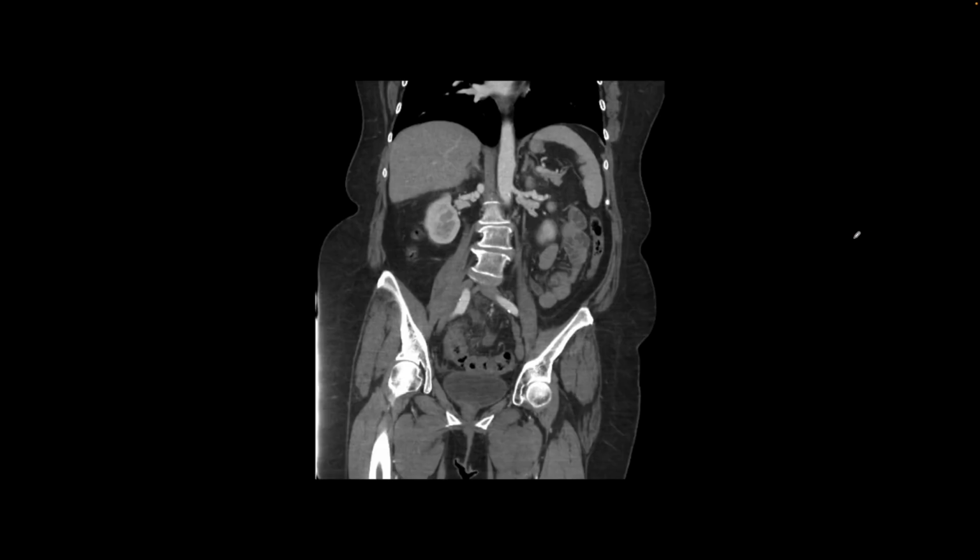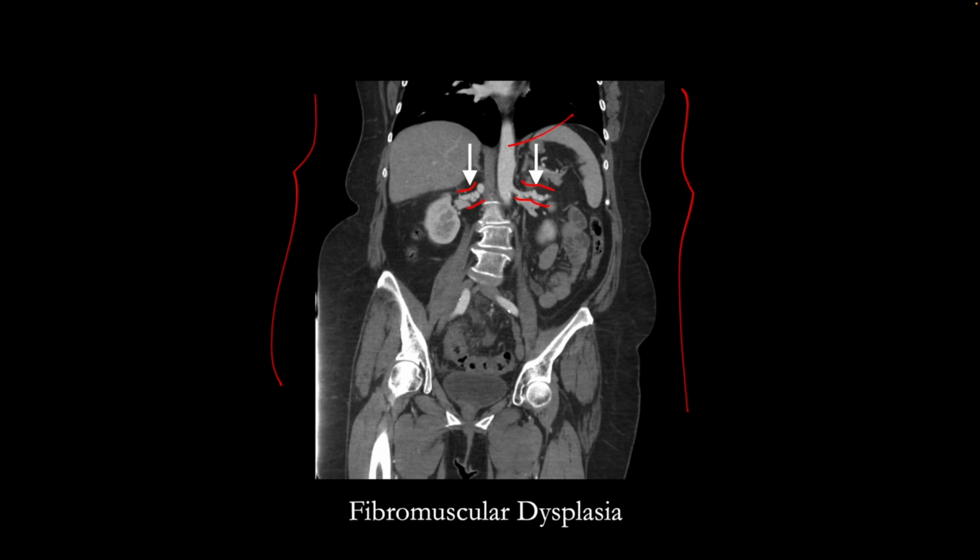Here is our next patient, and we're looking at a single coronal image from their CT of the abdomen and pelvis post-contrast. Here's the aorta, and look at the right renal artery and the left renal artery. This finding of saculations involving the renal arteries is consistent with fibromuscular dysplasia or FMD.